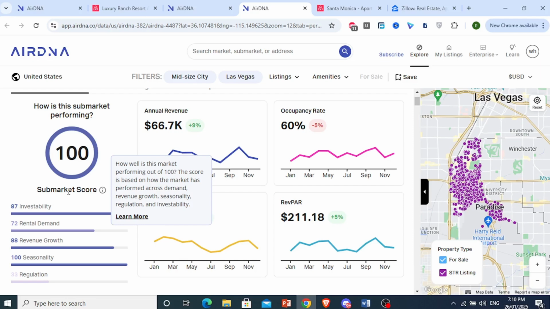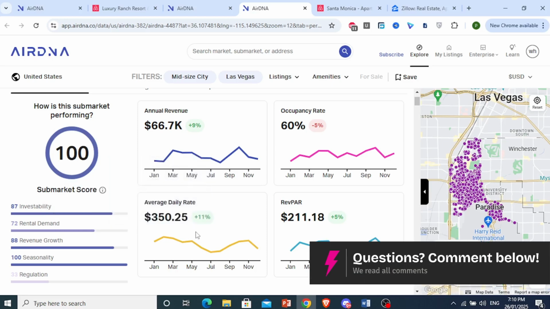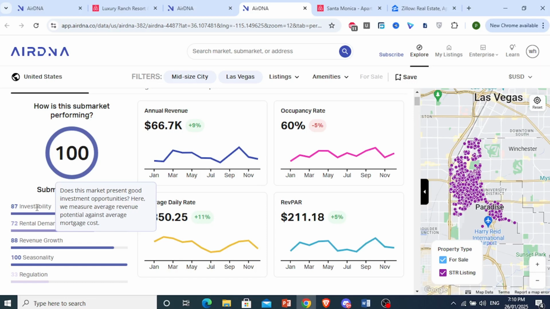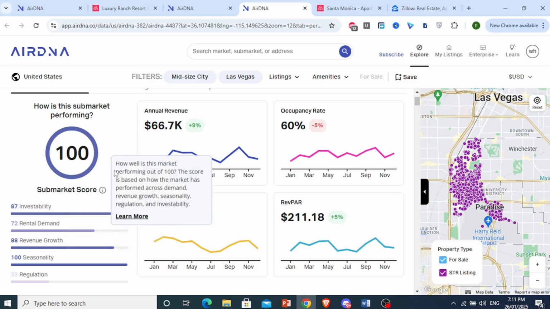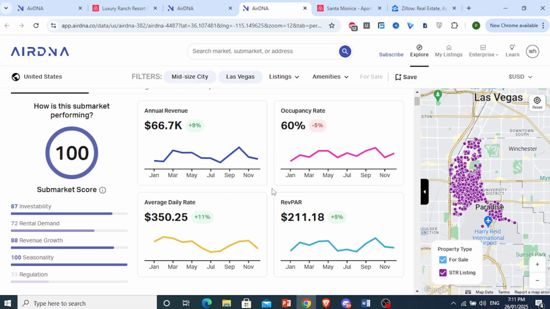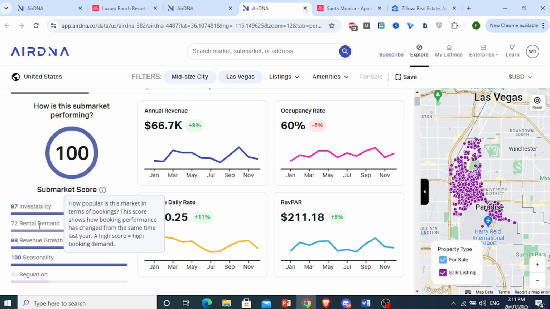Now, what is this score based on? It's based on, one, investability. Basically, it means how this market performs in terms of having good investment opportunities. So they basically measure the average revenue potential against the average mortgage cost. So basically, you are expected to have a higher revenue than the cost it would be for you to mortgage a property here. Okay.